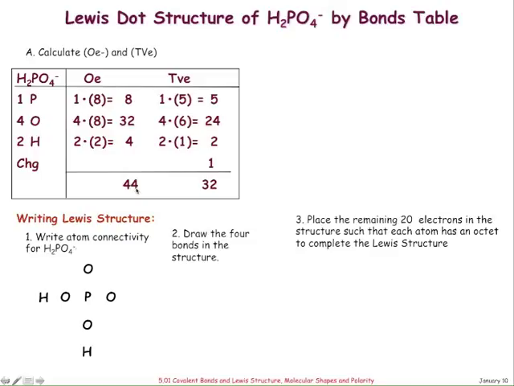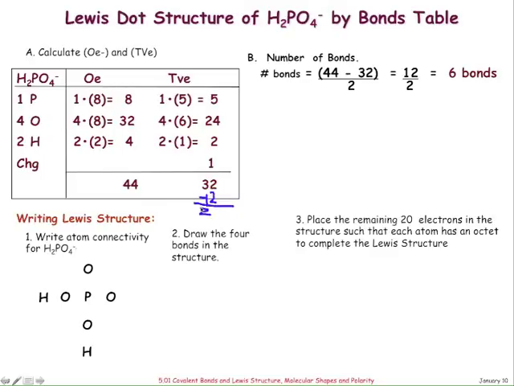44 minus 32 happens to be 12. 12 divided by 2, 6 bonds. How many lone pairs? Well, if we subtract 12 from 32, we come up with 20. 20 divided by 2, this structure has 10 lone pairs. Even without doing the Lewis structure, I've already answered a majority of the question for Lewis structure. Let's see how it all plays out.